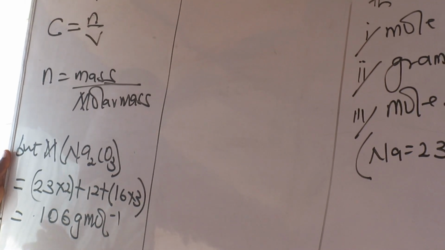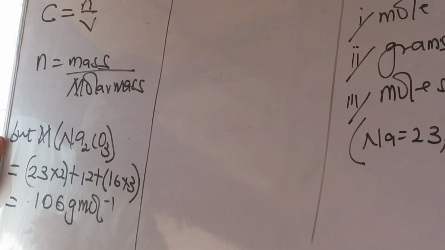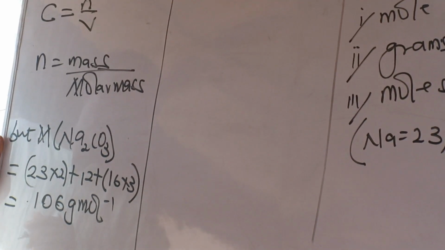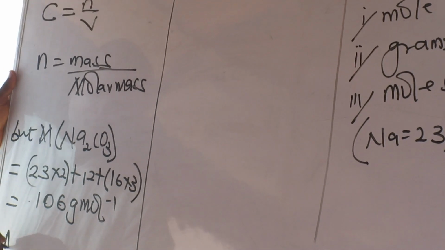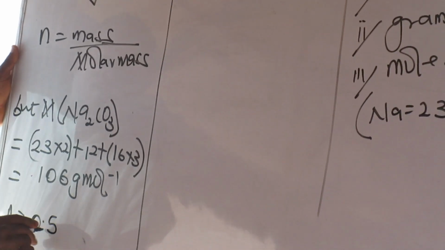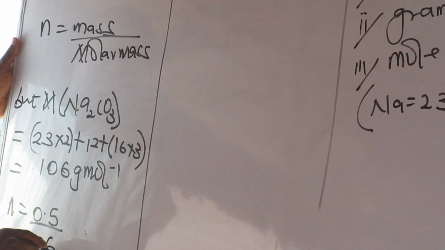Okay. Now you have this. Concentration is N over V. Okay. Now I have my number of moles. Now what is my mass? 0.5. What is my molar mass? 106. Yes.